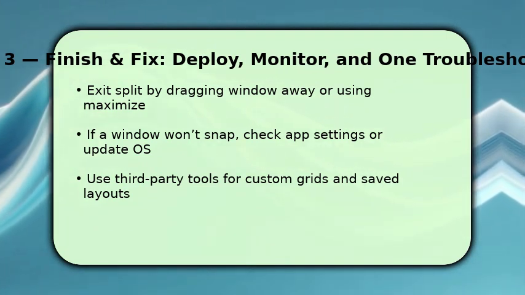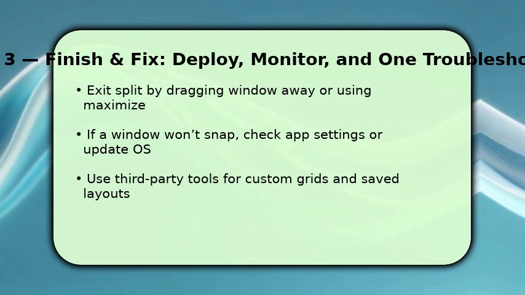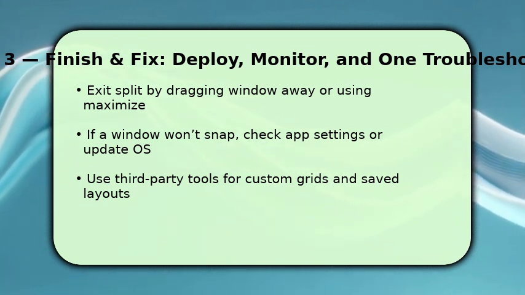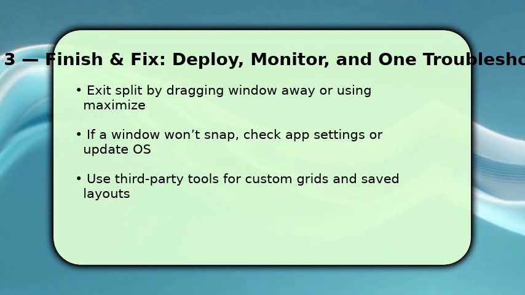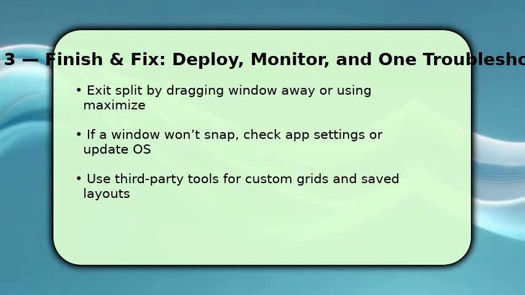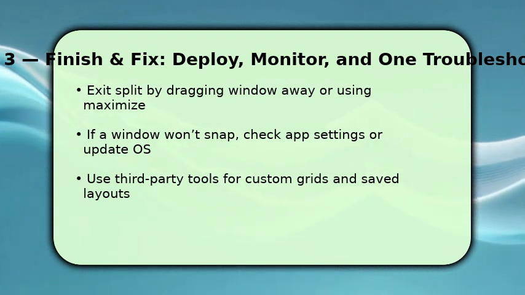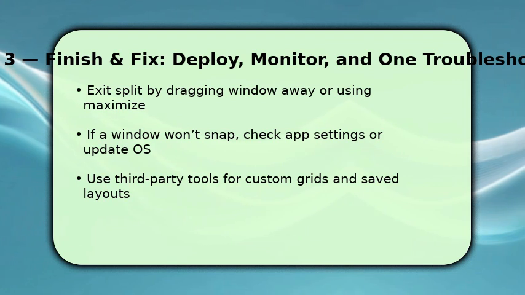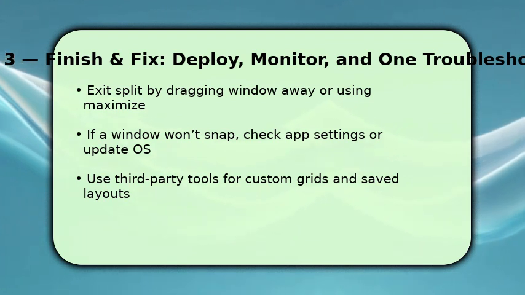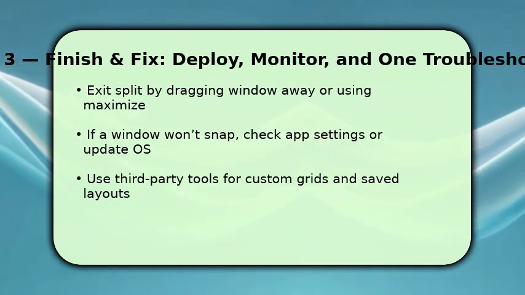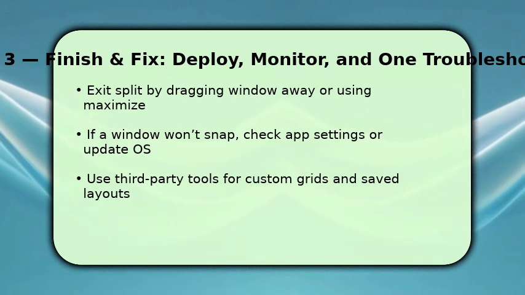If a window refuses to snap, check that the app is not set to float, update the OS, or enable Snap Assist in settings. These fixes resolve most issues. For advanced control, consider third-party utilities that save custom grids and layouts. They speed repetitive workflows. One tip: restart the display driver or app if window positioning becomes unstable.